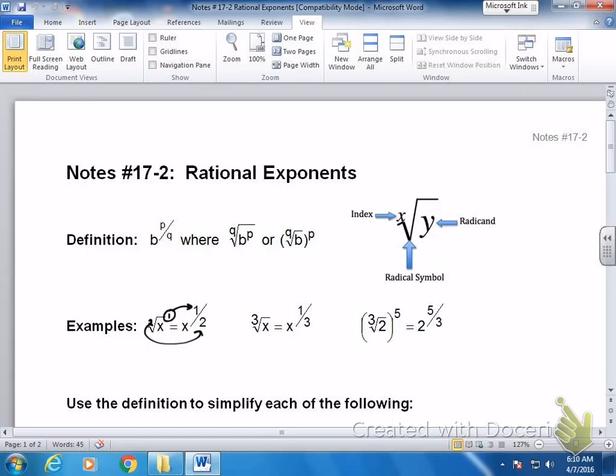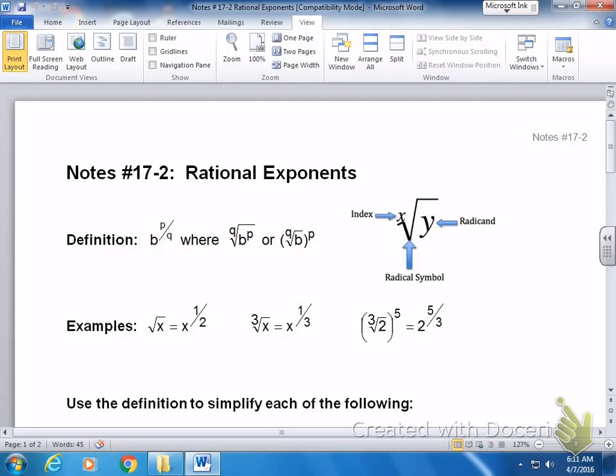You can see it in the next one. This time it's a cube root of x. That's three roots of x. And since there's no exponent, that means there's a 1. And again, this becomes the numerator in the exponent. This becomes the denominator. And then the last one, it has an actual exponent that's different than 1. This is 3 roots of 2 to the 5th. The 2 ends up being the base. Again, the 5 becomes the numerator. The 3 becomes the denominator. So a lot of these guys are just going to be transferring one form to the other.